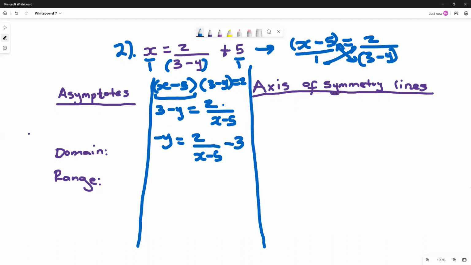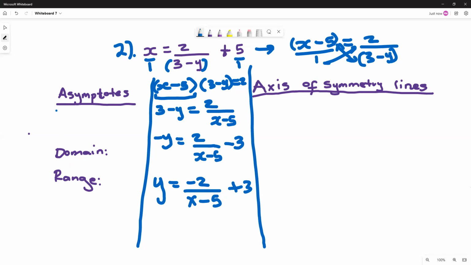You move the 3 to the other side, right? And then you're gonna switch all the signs because you need your y to be positive. So positive y equals to, here if you have a fraction, guys, the negative just affects the top part. So you're gonna have negative 2 over x minus 5. Then it will also affect that one, plus 3. And then now you have your hyperbola in the standard form, right?